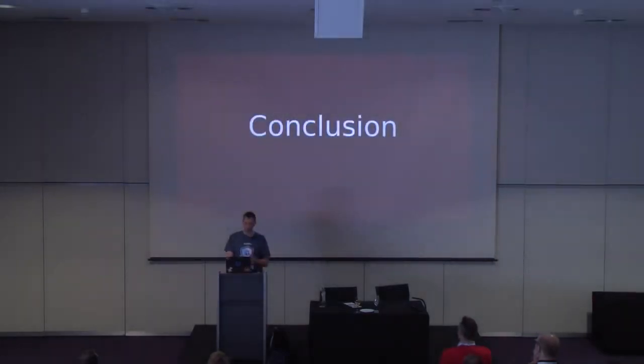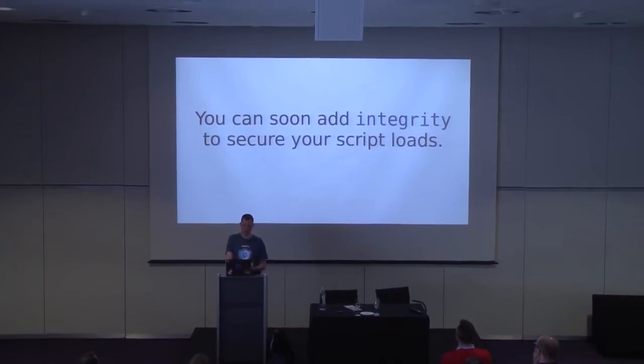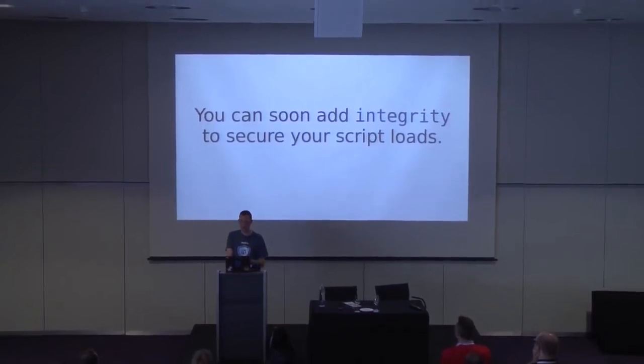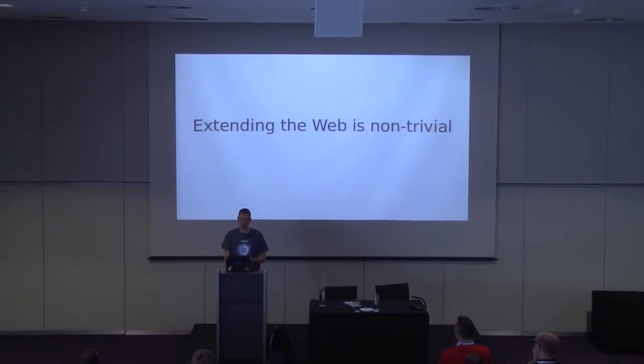To conclude, you can soon add integrity to secure script loads. You could actually do it right now, but this is just a specification draft. So if you do it now, you should probably monitor the draft and interact with us to make sure that things don't really change in the future before we are completely finished. What I learned for myself is that extending the web is not really that trivial when you think about these cross-origin leaks, even when you add such a simple feature as just checking the hash of a file.